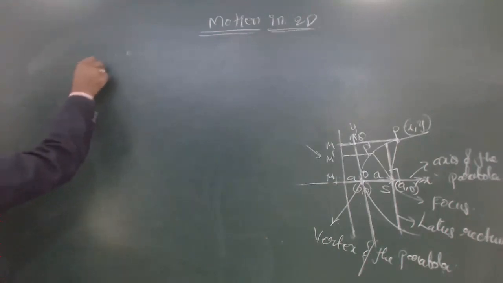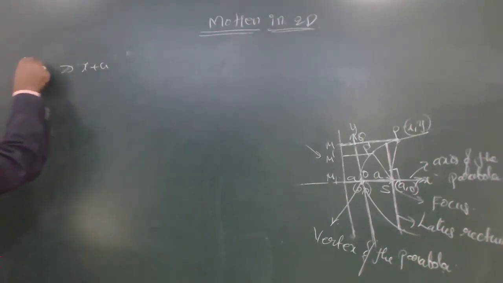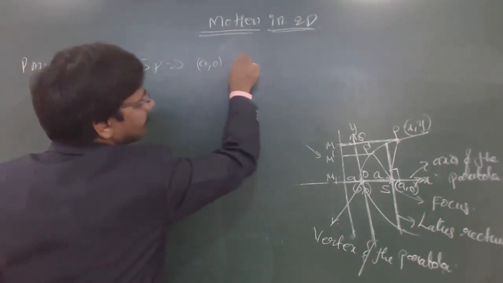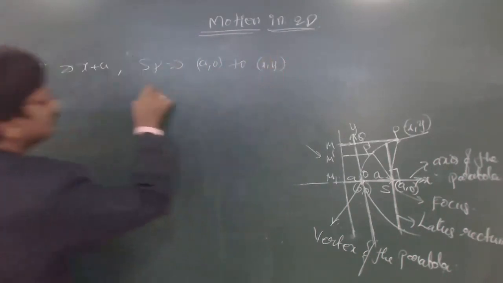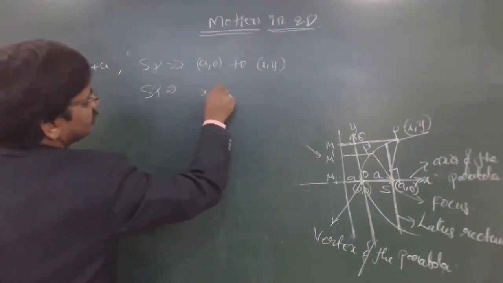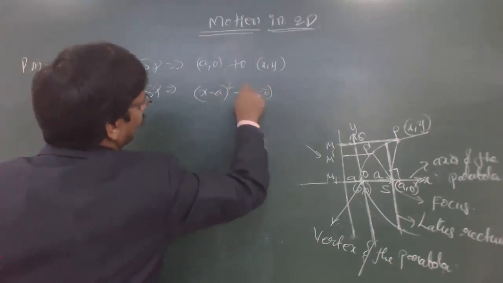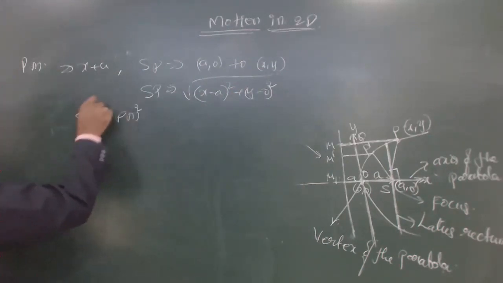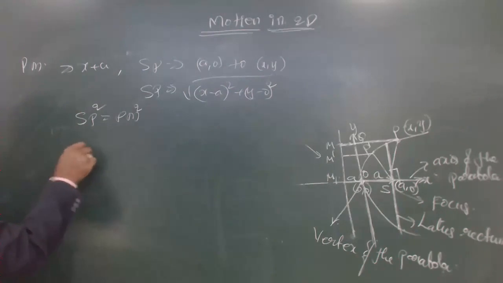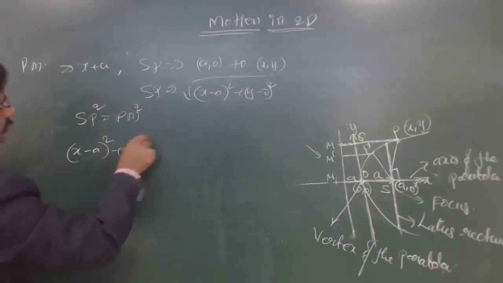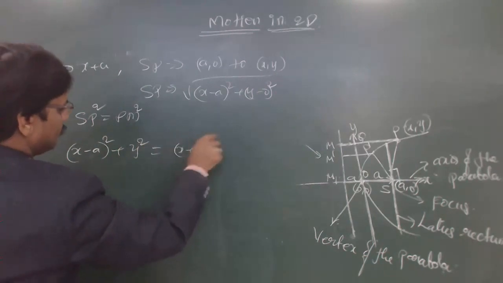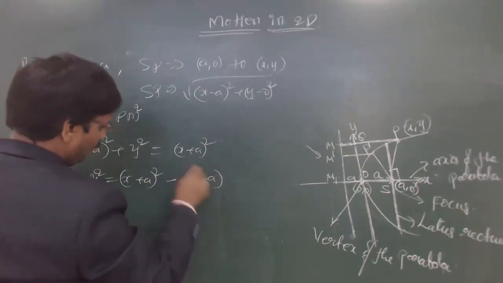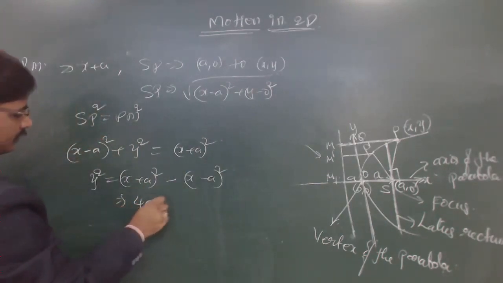So this is x plus a is PM, and SP is the distance from (a, 0) to (x, y). So this distance is SP equal to the square root of (x minus a) whole square plus (y minus 0) whole square. Being SP equal to PM, SP square is also equal to PM square. So SP square is (x minus a) whole square plus y square, which is equal to (x plus a) whole square, or y square is equal to (x plus a) whole square minus (x minus a) whole square, and this value is 4ax.